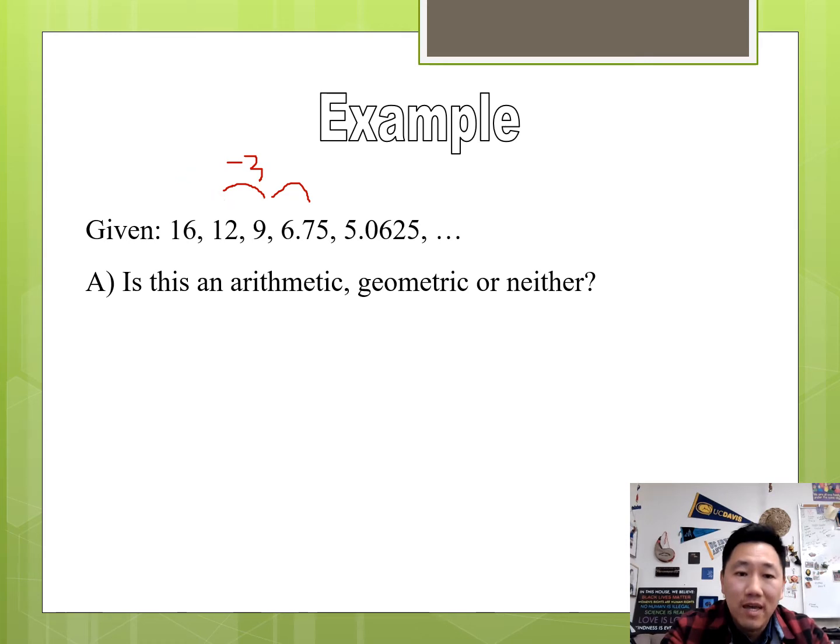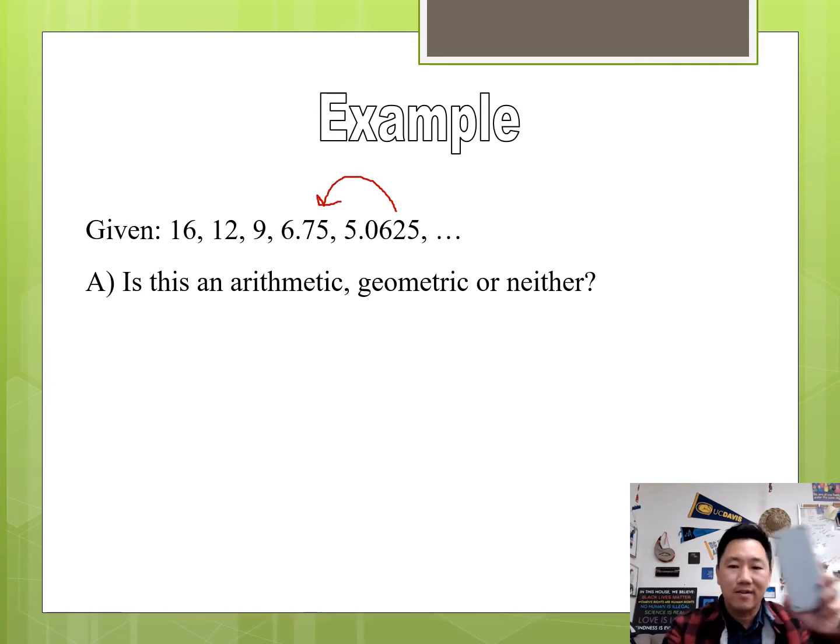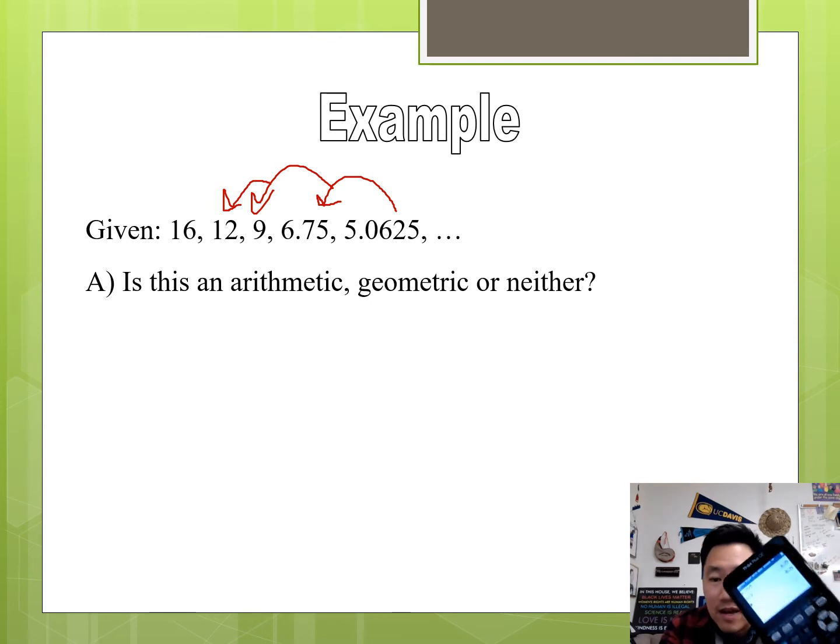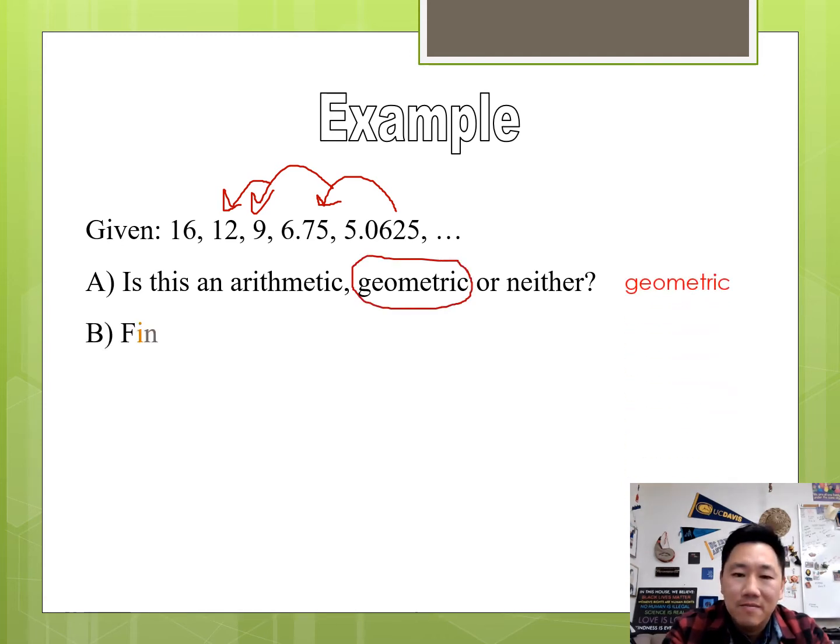Let's see, are we multiplying or maybe dividing something that's consistent? Well, to figure that out, we can go ahead and do this divided by that. On your calculator, if you do 5.0625 divided by 6.75, you should get 0.75. Maybe do that to this one and see what happens. 6.75 divided by 9, you get 0.75 again. Do it to this one, 9 divided by 12, 0.75. All right, so it looks like we have a geometric sequence with a common ratio of 0.75.